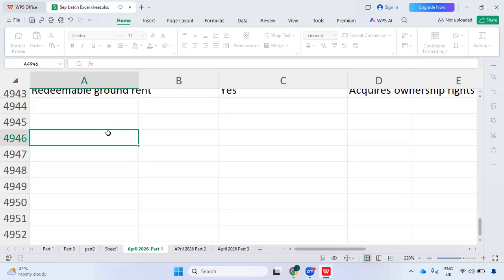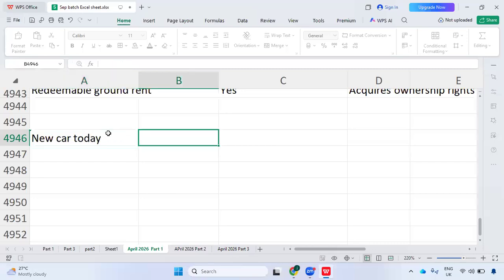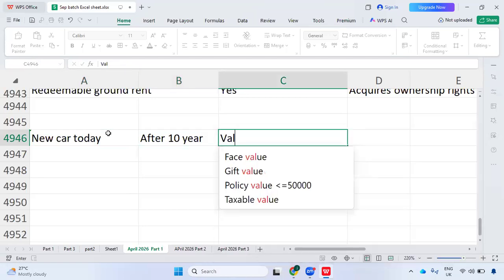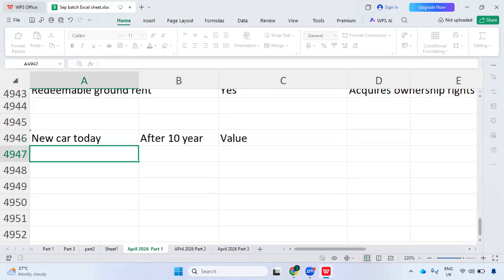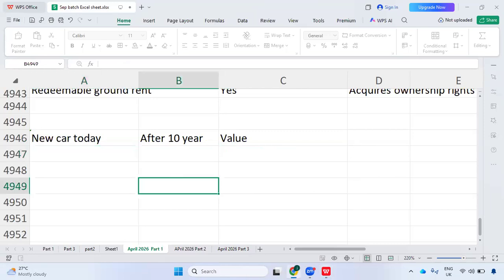First one, let's say the taxpayer bought a new car today. Will it be worth the same after 10 years? No, the value will change, right? Will it increase or decrease? It will reduce because of depreciation. Okay, perfect. But why depreciation?